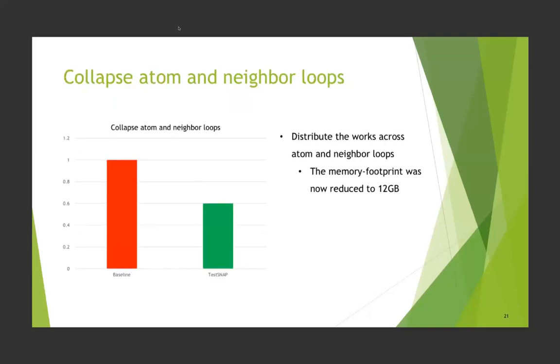And as soon as we added the parallelization over the neighbor loops, we gained much more speedup compared to the baseline. But we now have a memory footprint of 12 gigabytes, which is still high, but later on, even that came down quite a bit. Next slide, please.